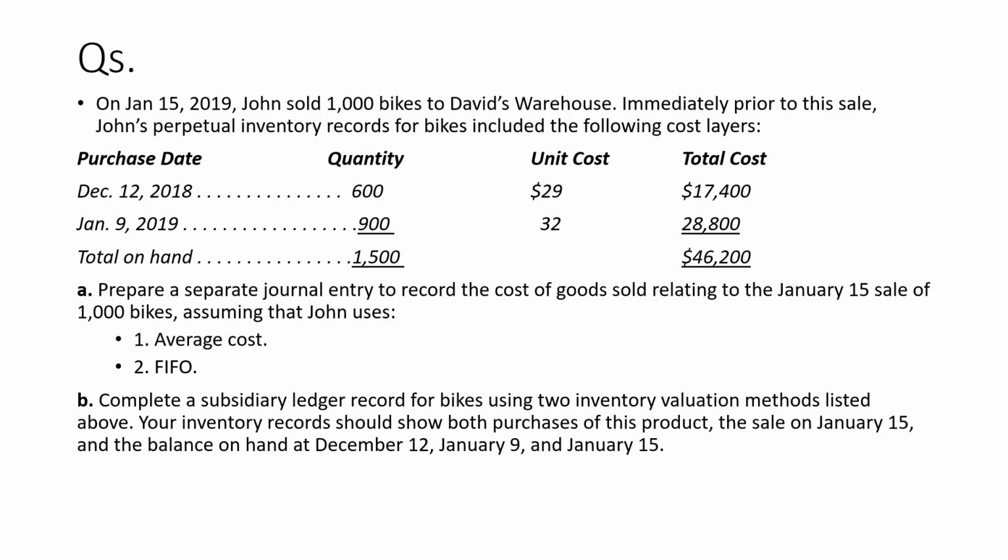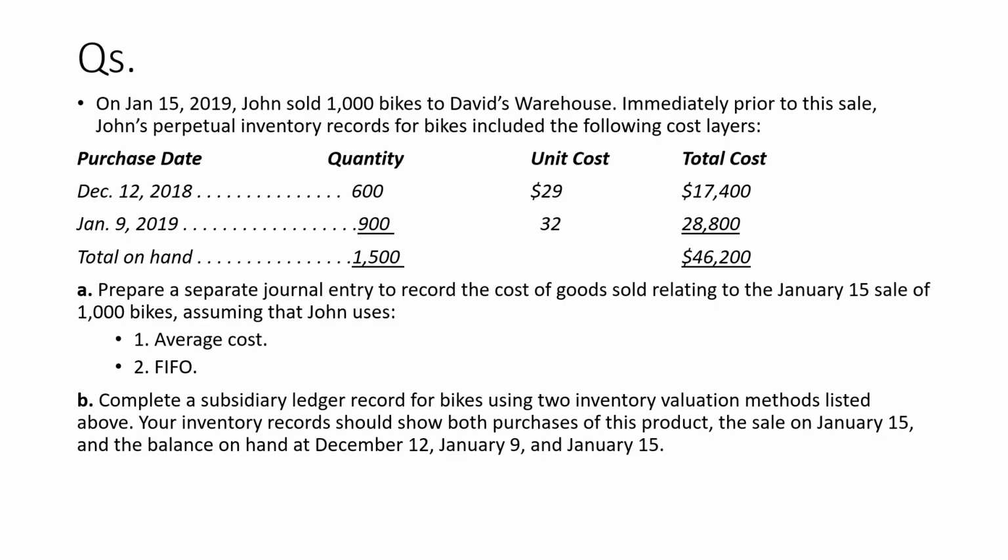Now in part A we need to make a journal entry, a debit credit entry, on the date of sale. So what journal entry will be made on January 15, which account would be debited and which account would be credited. We need to solve this in part A by two methods. So part A has two sub parts. One we have to solve with the average cost method and second with the FIFO method, first in first out. And in part B we need to show subsidiary ledger records.